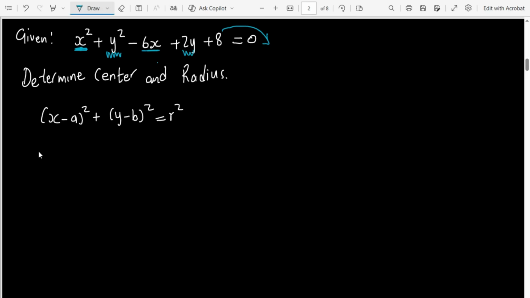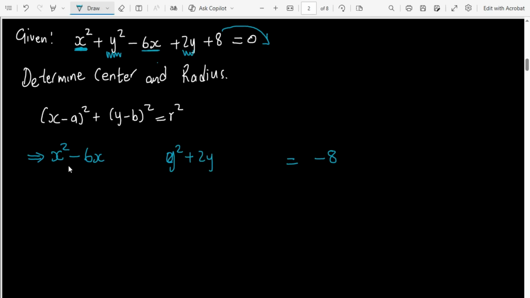So what I'm trying to say, we'll rewrite this equation to be x squared minus 6x. Then I'm just going to leave a space. And then let's write this as y squared plus 2y. I'm going to leave another space and equate this to -8.